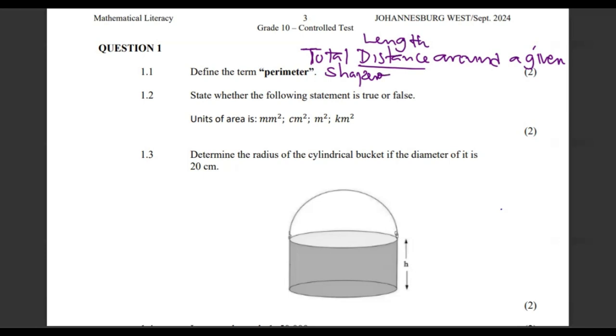State whether the following statement is true or false. We are saying units of area are millimeter squared, centimeter squared, meter squared, and kilometer squared. The answer is true, because for area, the units are always squared. Determine the radius of a cylindrical bucket if the diameter of it is 20 centimeters. So radius equals half the diameter, and the answer becomes 20 divided by 2. The answer is 10 centimeters.